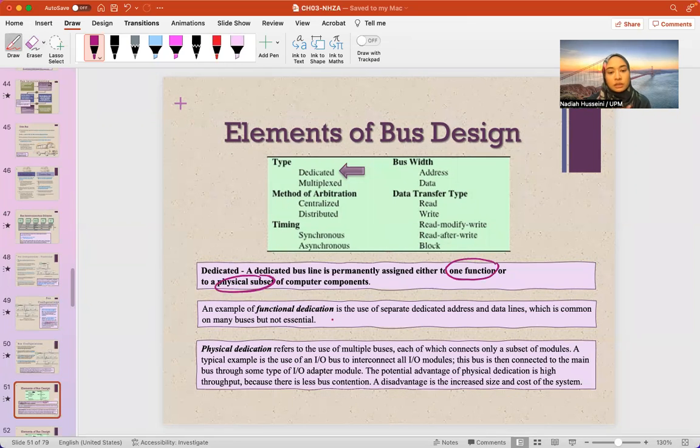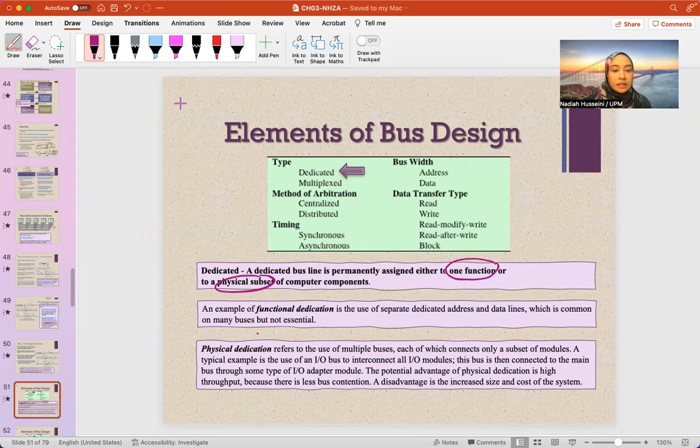So what is a functional dedication? So one bus has only one function. That's the name, functional dedication. Is used to separate dedicated address and data lines. So the bus line is used to handle the address, and another bus line is handling the data. This is common to many buses, but it is not essential.